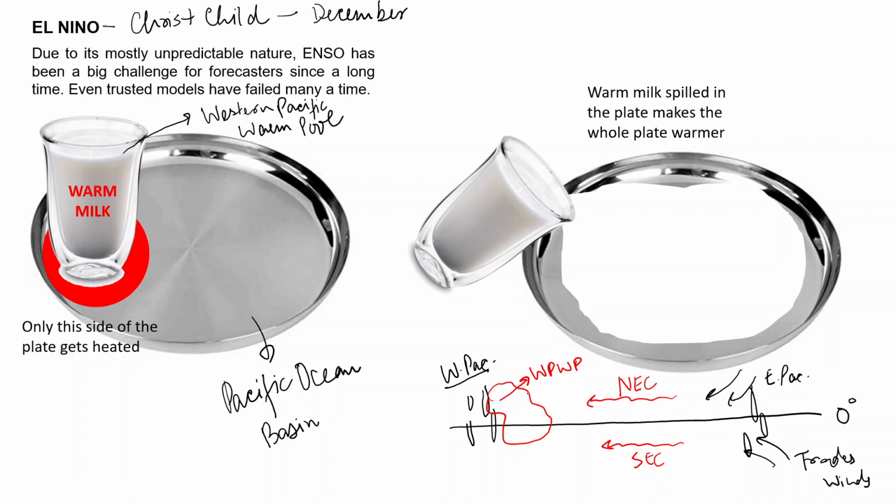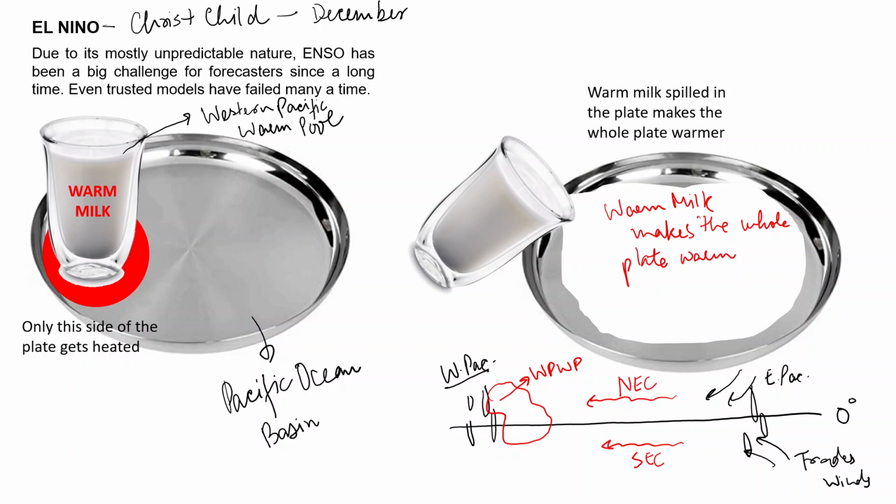Imagine that if this Western Pacific Warm Pool is restricted on the western side of the ocean, or only this side of this plate, so only one side of the plate will become warm, the other side will remain cool. But let us say that this milk is spilled in the plate. What will happen now? The warm milk will make the whole plate warm. As a result, the entire Pacific Ocean basin becomes warmer.